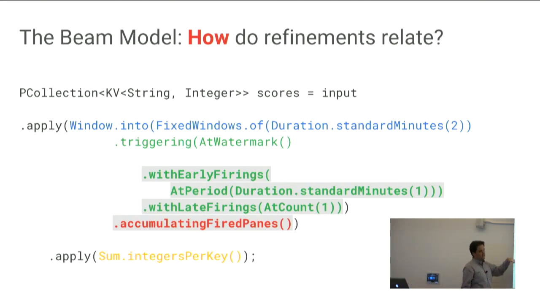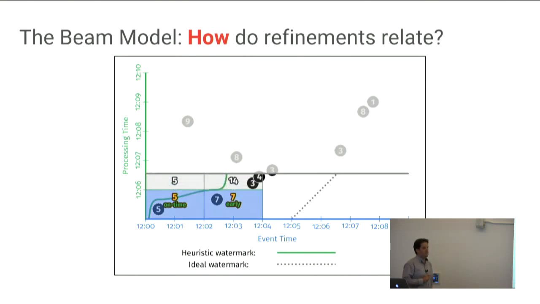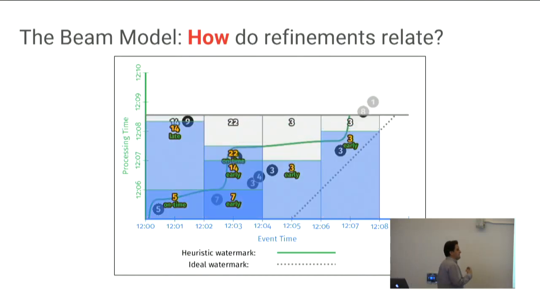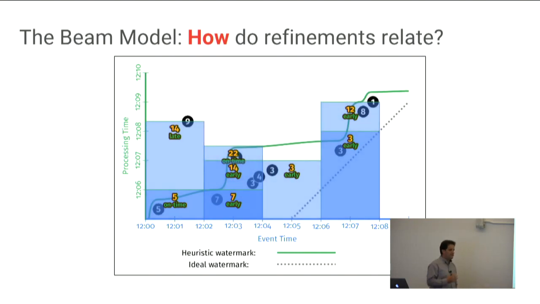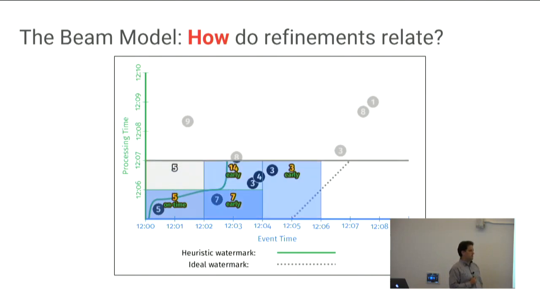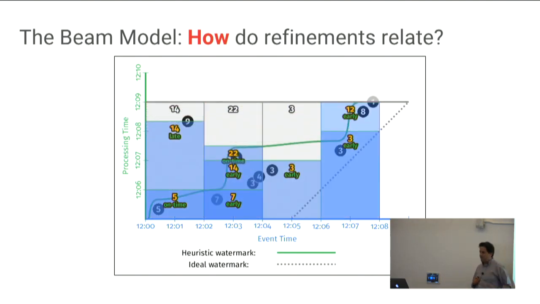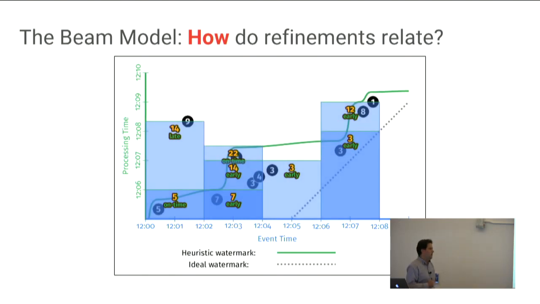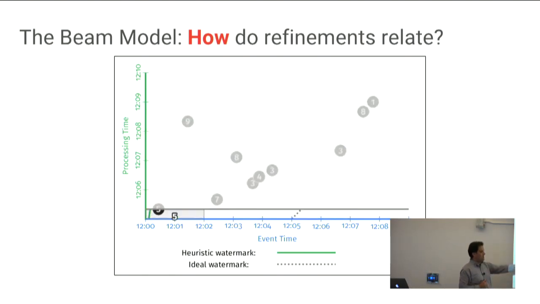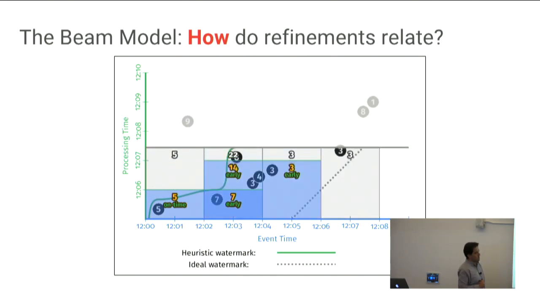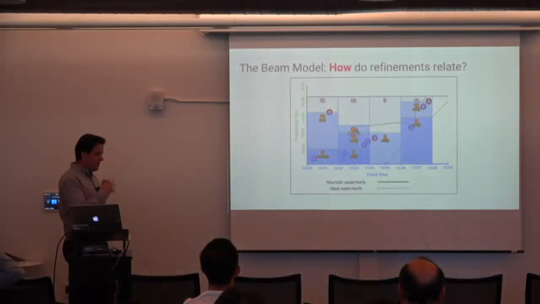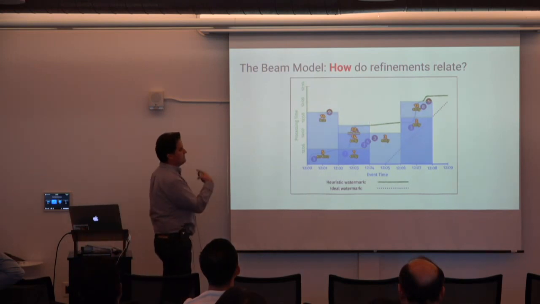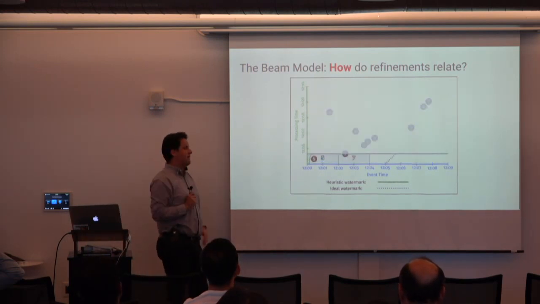And then these results, multiple results per window, relate to each other in accumulating mode. We'll see a little bit later what that means. So looking back at this same diagram as before, again we see the watermark in green. We see on-time results every time the watermark passes the end of the window. For this element number 9, we see a new result for this window, producing a result of 14, a correction, so the system was able to get out of a bad prediction.